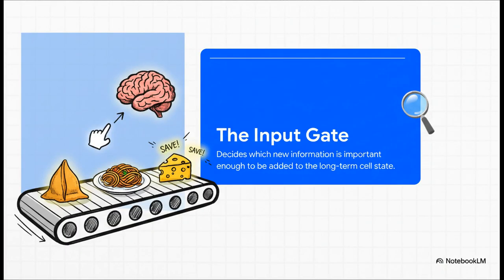Okay, next is the input gate. This gate does the opposite. It decides what new information is important enough to actually add to that memory conveyor belt. So when it sees a new, important word like samosa or cheese, it learns to recognize that as key context and says, yep, this is important, we're going to store this for the long term.